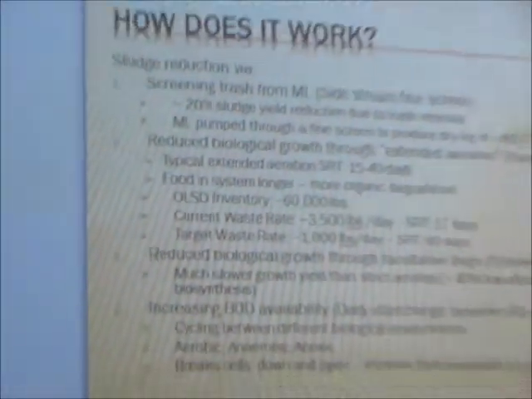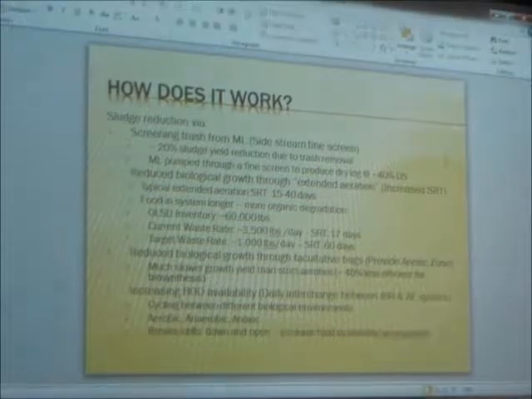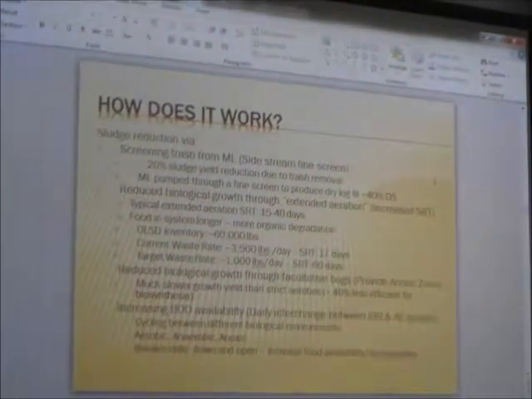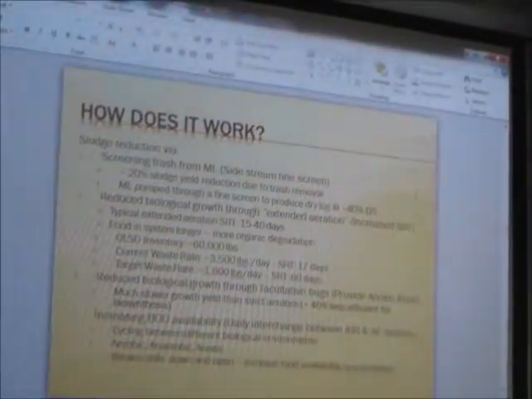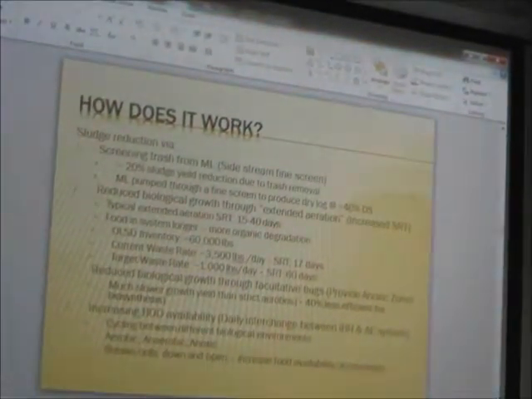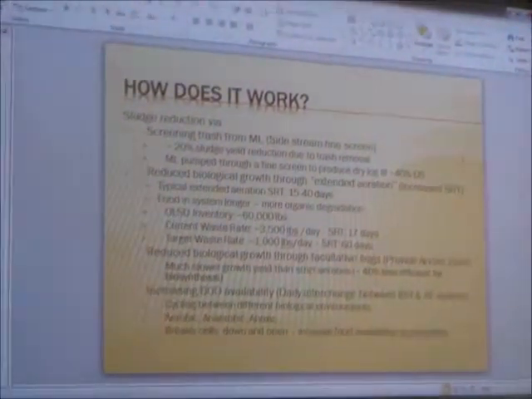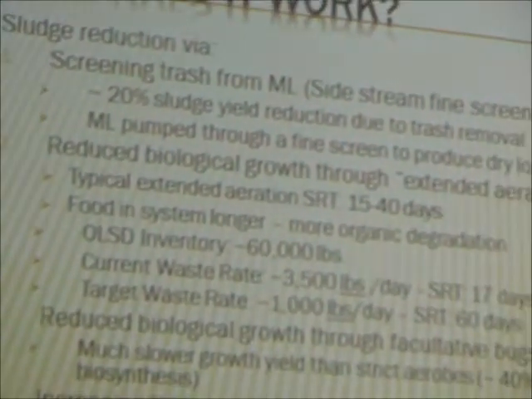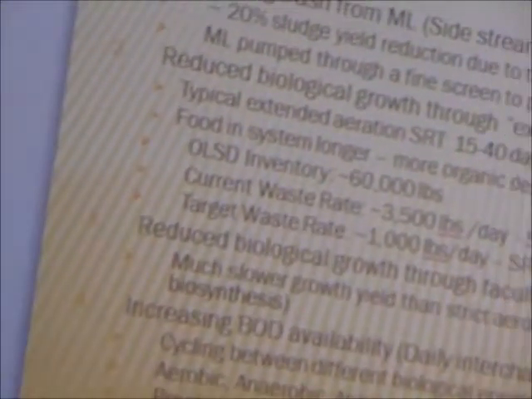If we do that, we should be able to realize just straight off the bat like a 20 to 25% yield reduction just by removing the trash alone. So it's not doing anything fancy, it's not doing anything biological, it's just taking trash out of your mixed liquor, out of your solid stream, and you're going to reduce the amount of solids you produce by 20% right there.